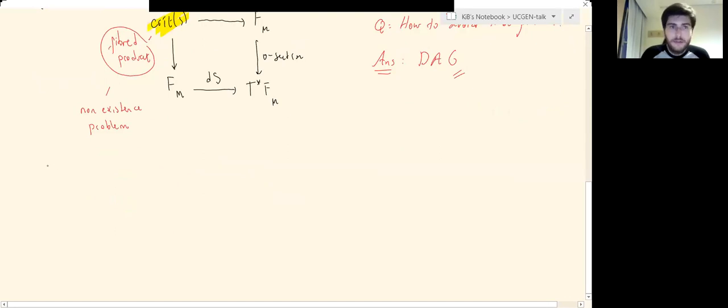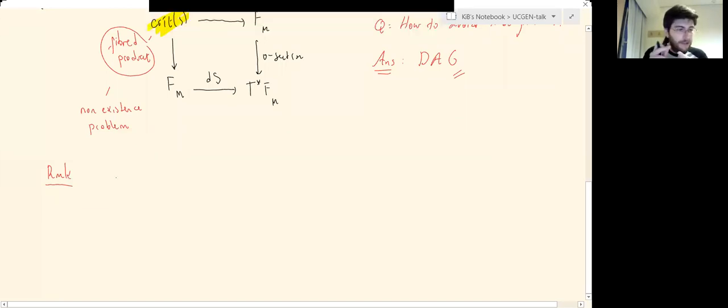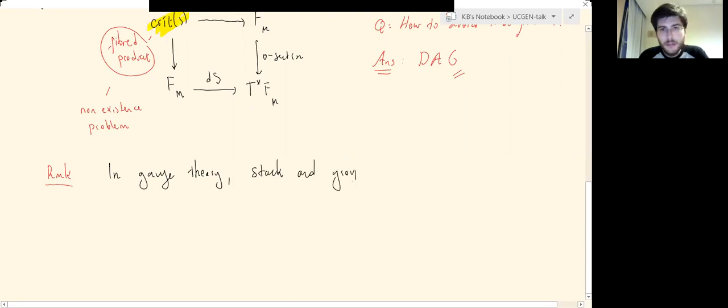And let's see, for instance, a remark. When we go back and revisit part one, remember the examples. I gave you an example of the gauge theory, for instance. Let's go back to this example, and we will see that the stacks and the groupoids basically have already been there. So in the gauge theory, stacks and groupoids were already there.